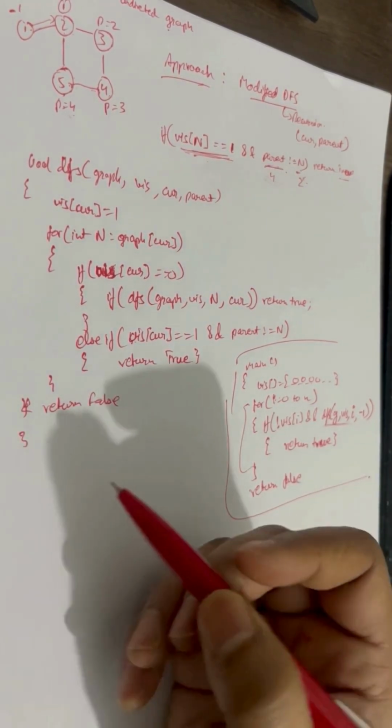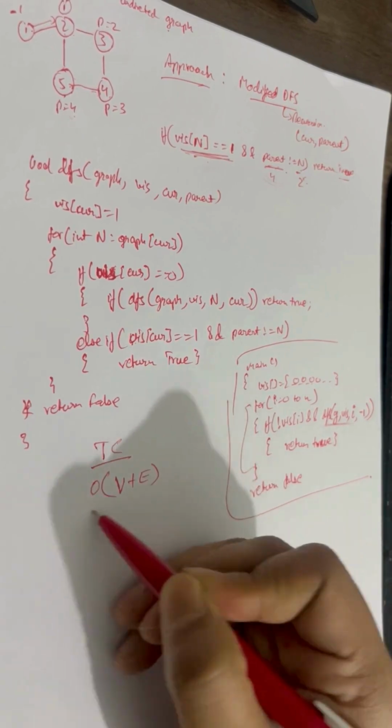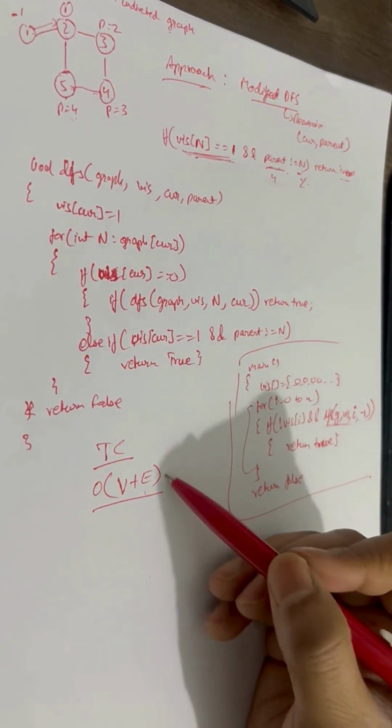Hope it was clear. Discussing the time complexity, it's basically a modified DFS, so its time complexity will be O of V plus E, since we are traveling each of the nodes and each of the edges. So yeah, thank you.